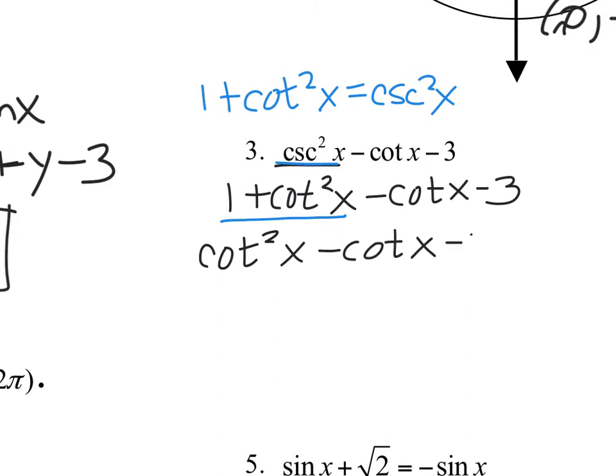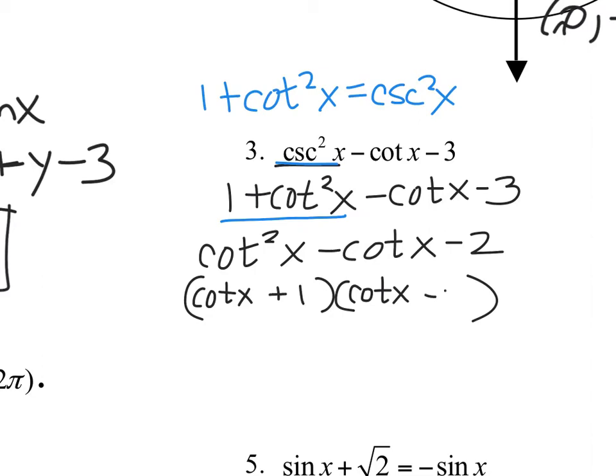And a minus 2. Okay, so I combined all my like terms and put it in the correct standard order, and now I'm going to factor. This is just a very basic factoring problem. There's no number out front. So this is going to be cotangent x times cotangent x. That would give you cotangent squared. And then what gives you a negative 2 would be a plus 1 and a minus 2.